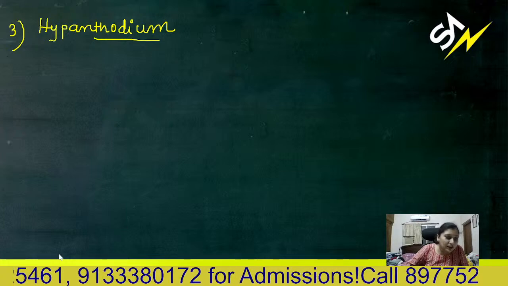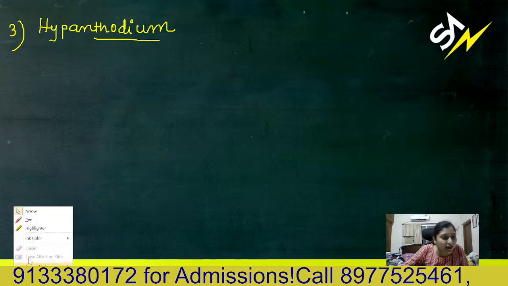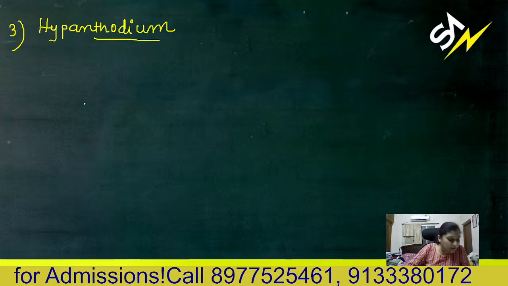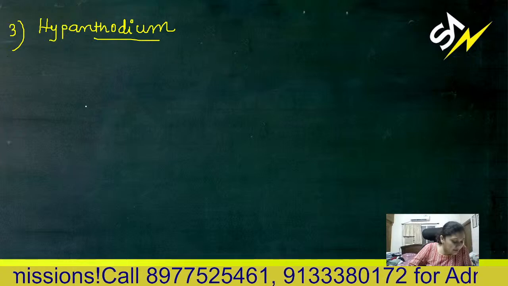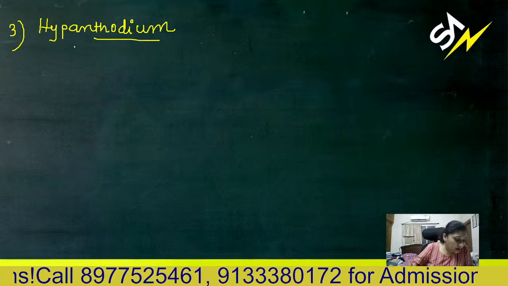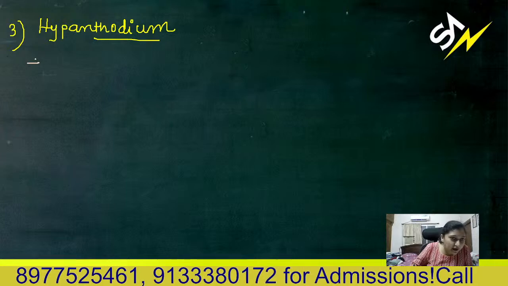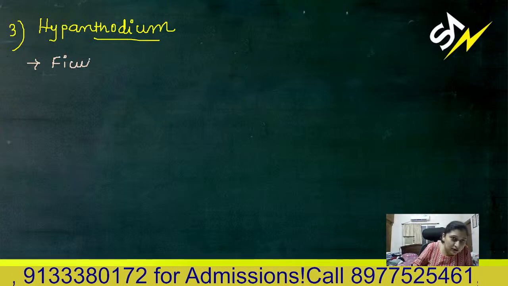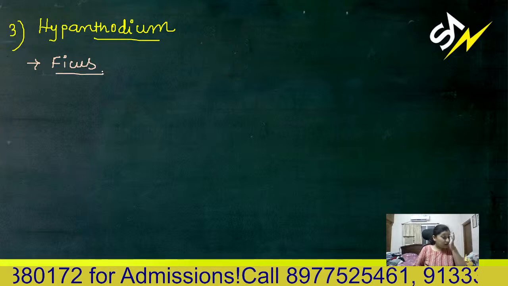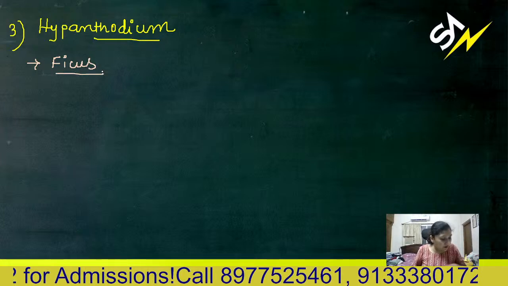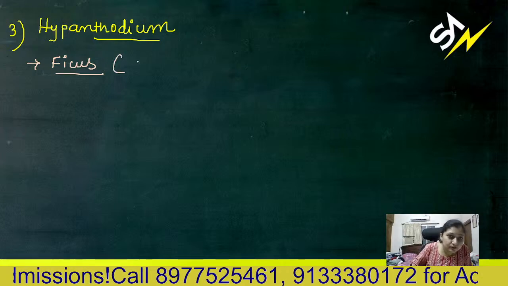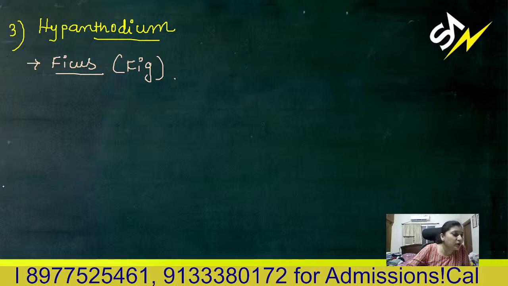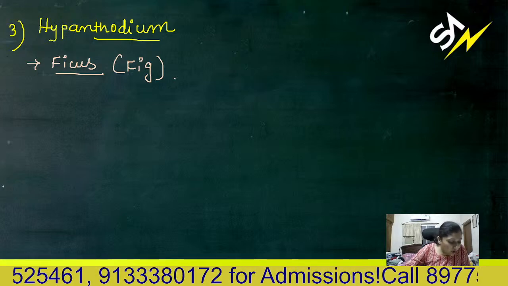Then the third and special and last type of inflorescence is hypanthodium. Hypanthodium inflorescence. The main example of hypanthodium is in case of Ficus. So it's the fig family, fig tree, which shows this type of hypanthodium inflorescence. So what happens in this case?